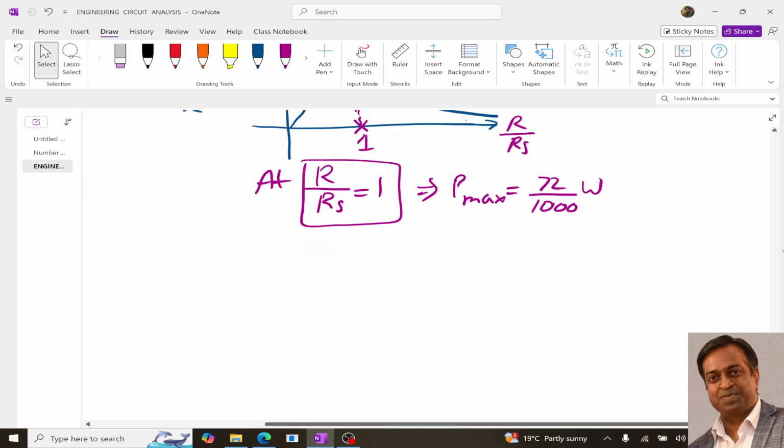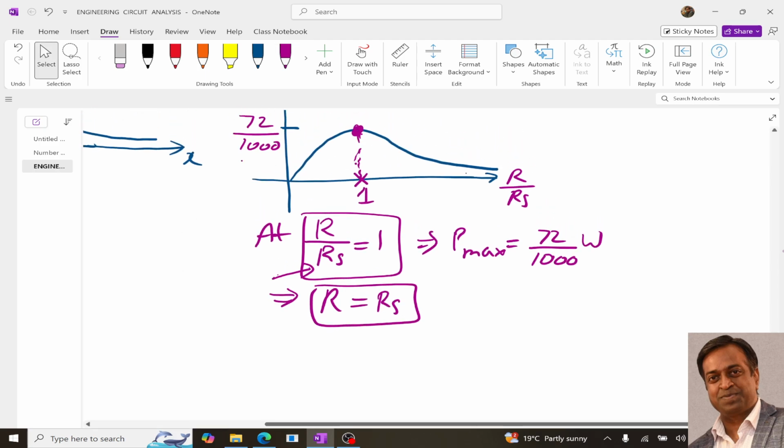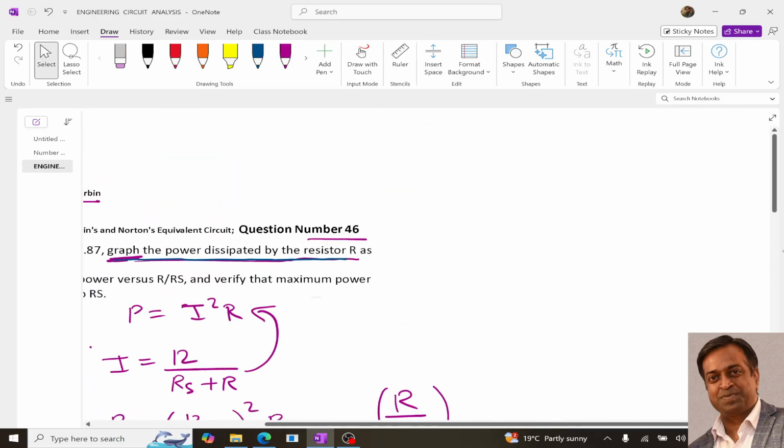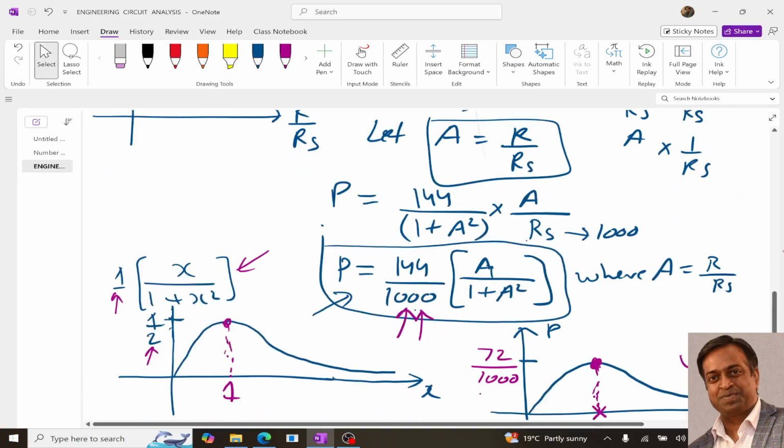And it means this particular expression can be written as R is equal to RS. So from the graph we can determine that we get maximum power when R is equal to RS. So this is the answer to the first part of the question. So let's check the second part. Now over here the range is 0 to 3000, right?